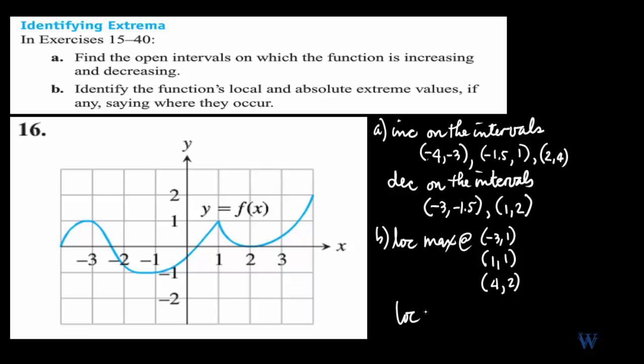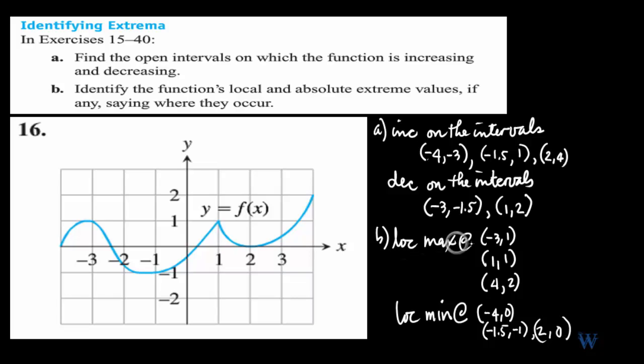Then let's look at the local min. Where are the local min? It occurs at (-4, 0), right? Where else? Then there's one at -1.5, -1, and the last one is (2, 0), right? Wherever you see a valley or a dip to 0, that's a local min.